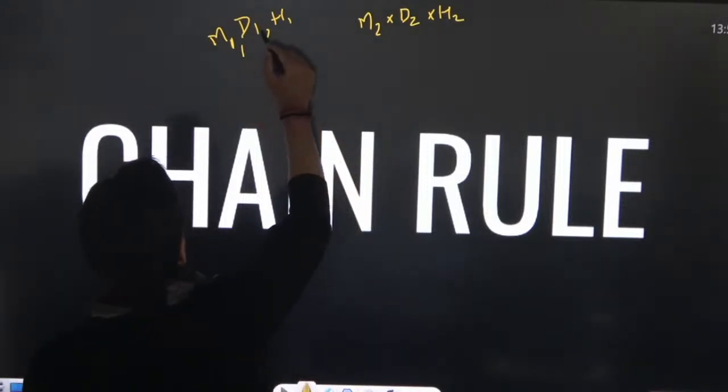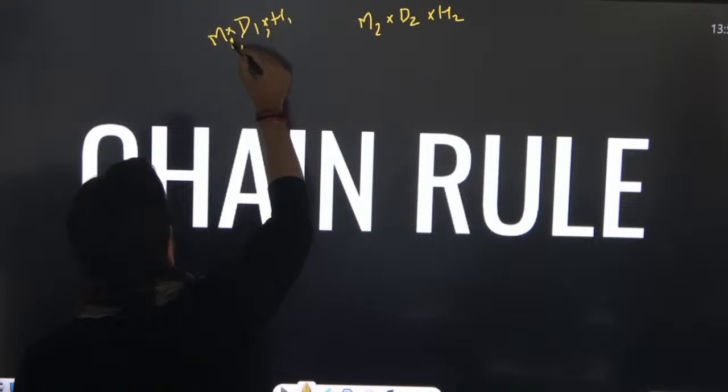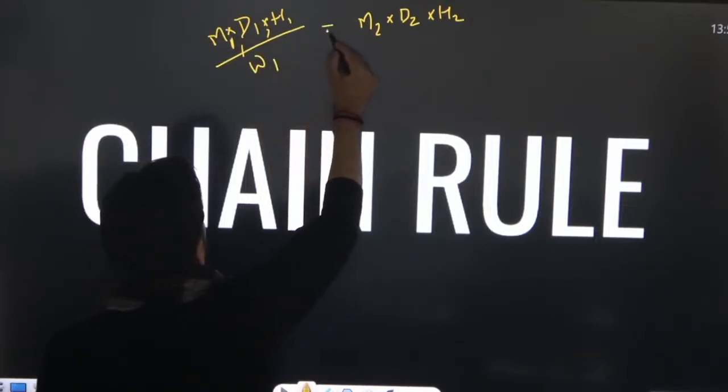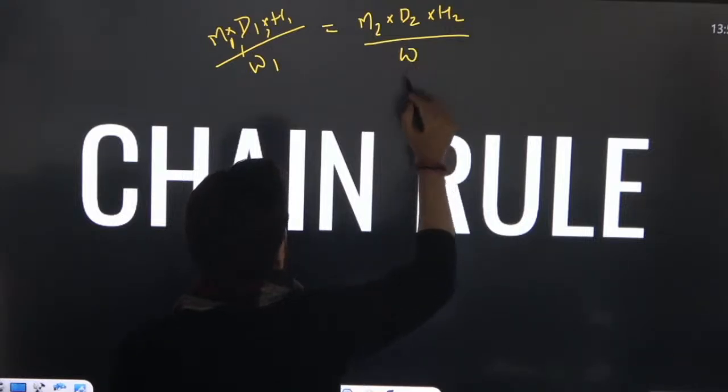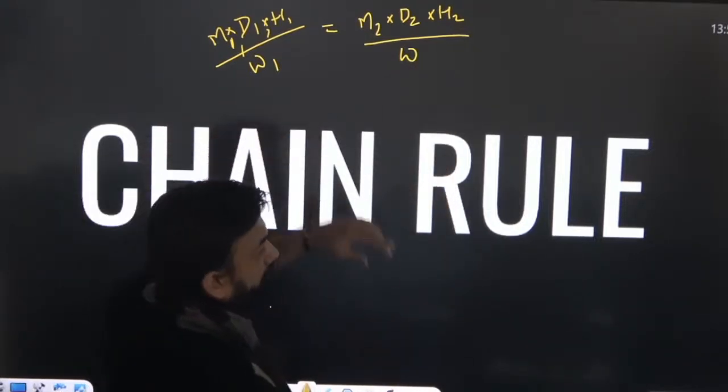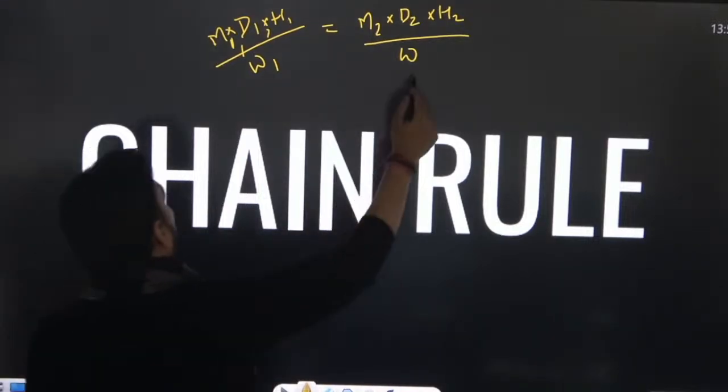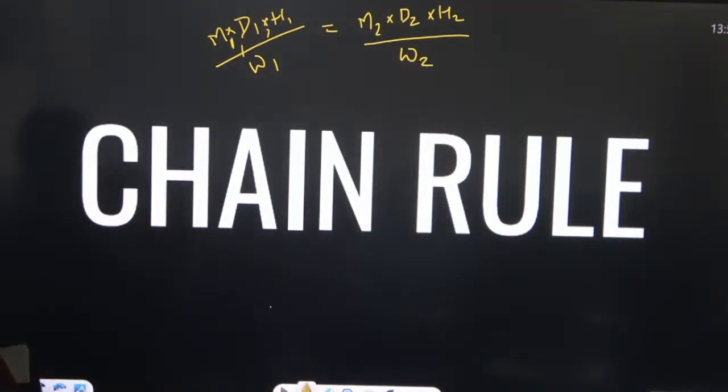So the formula is M1 D1 H1 multiplied by W1 is equal to M2 D2 H2 multiplied by W2. The work is same actually, though work can be different also, W1, W2. So you have to remember this formula. Today itself we will see lots of questions based on this. M is man, D is day, H is number of hours, and W is work.